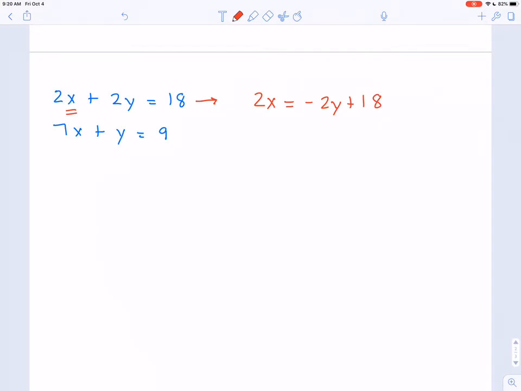And then I would have to divide everything by 2. So this would become negative y plus 9. Again, just solving for x, getting x by itself. And then again, the big thing for you to remember is if you're going to take that first equation and solve it for one of the variables, you have to plug it into the other equation. So the other equation, 7x plus y is equal to 9.